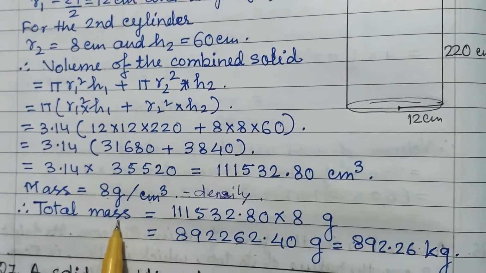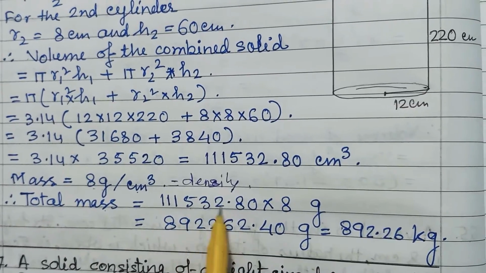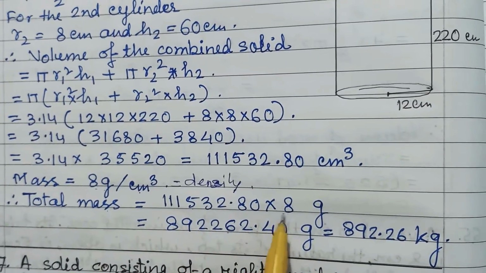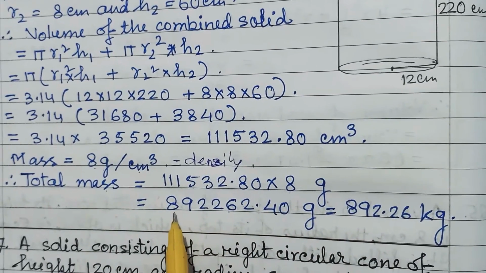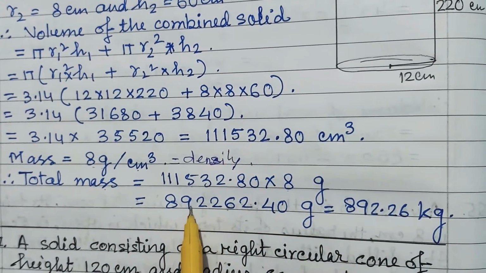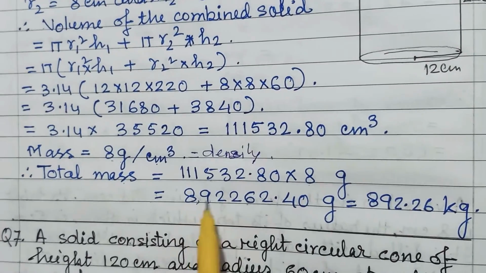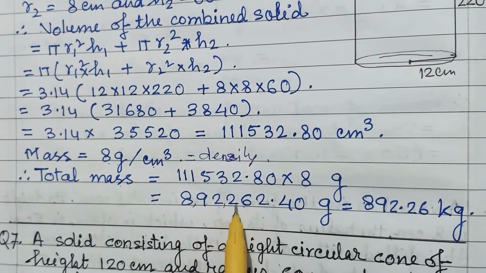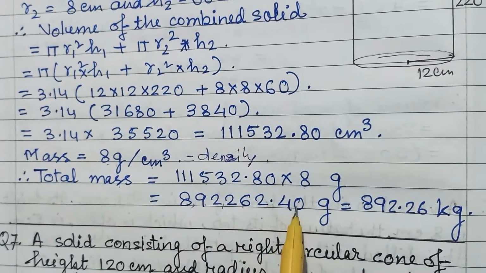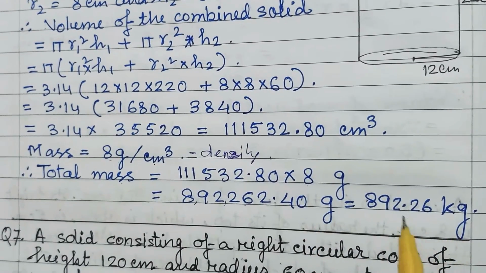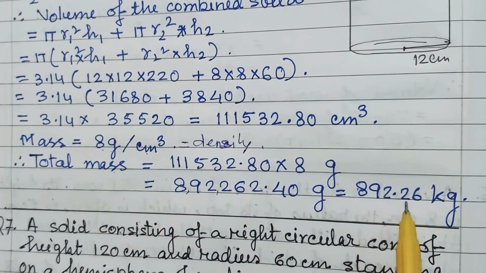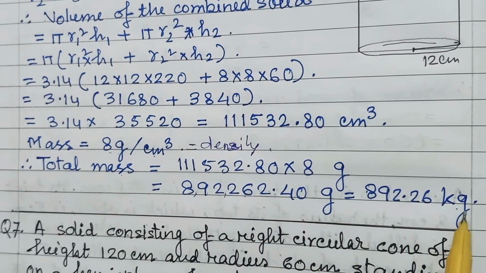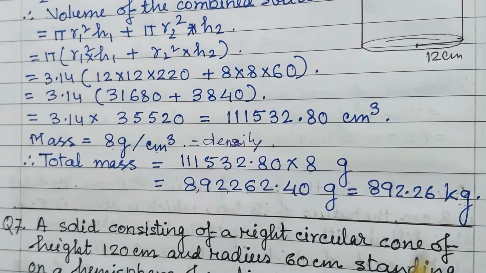So total mass is equal to volume into density, that is multiply. This gives 892,262.40 gram, and if you change it into kg, that is approximately 892.26 kg.